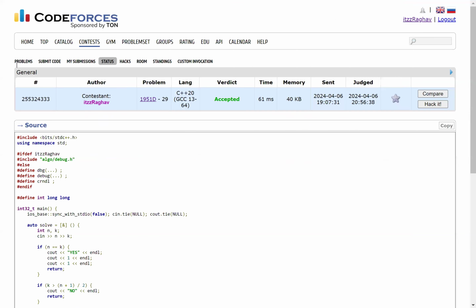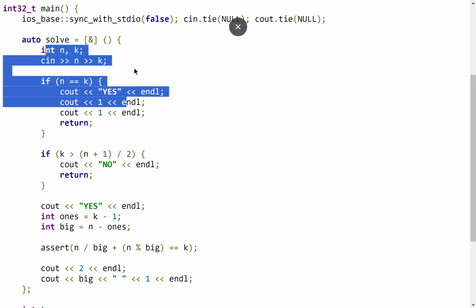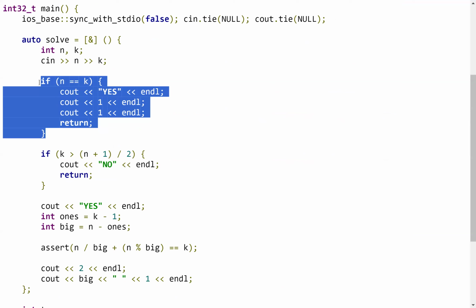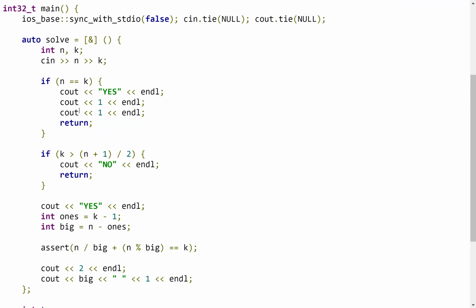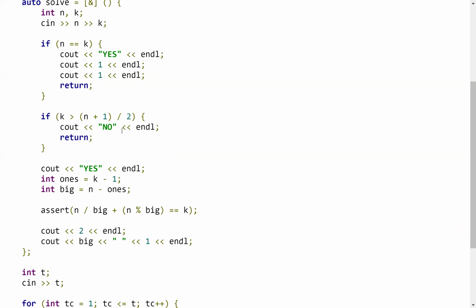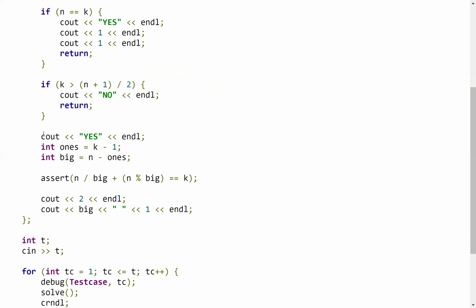So the code is fairly simple. I just took n and k as input. I have a base case here that if n is equal to k, just print yes and only one stall with price one. Otherwise, if k is greater than n plus 1 by 2, which is nothing but the ceil division of n by 2, in that case print no. Otherwise, print yes. The number of ones and the P1, I have just calculated them and printed them.